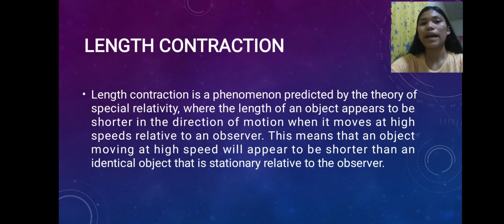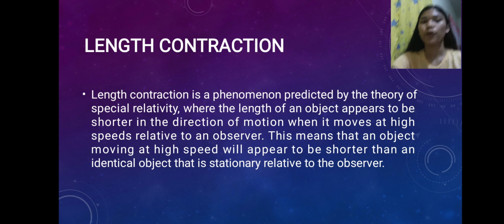So imagine you have a long object like a ruler that is stationary relative to you as an observer. If you were to measure the length of this ruler, you would get a certain value. However, if that same ruler were to start moving very fast in the same direction as you, something interesting will happen. The ruler will appear shorter to you compared to its original length when it was stationary.